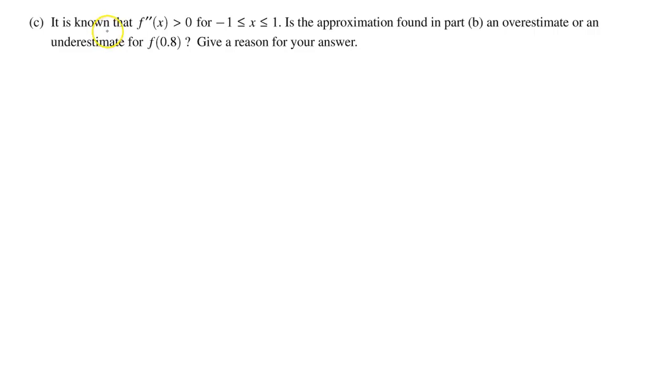Part C. It is known that f double prime of x is greater than 0 on the interval from -1 to +1. Is the approximation found in part B an overestimate or an underestimate for f at 0.8? Give a reason for your answer.